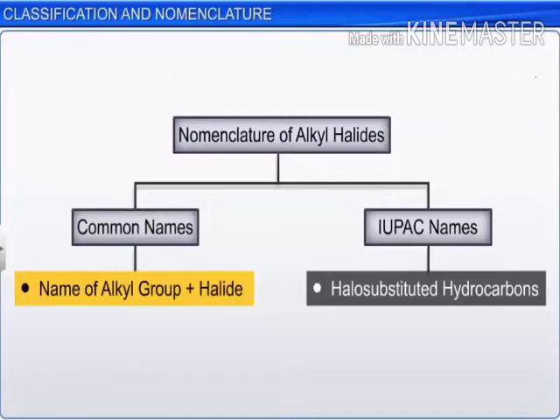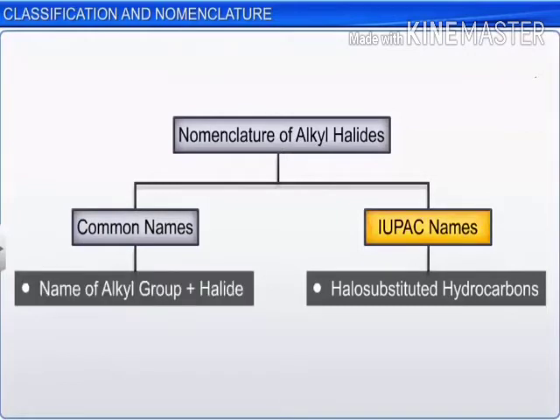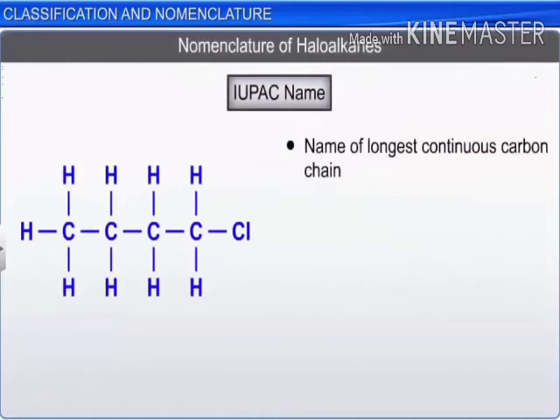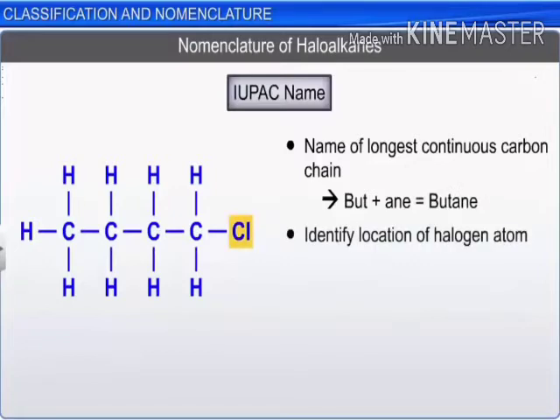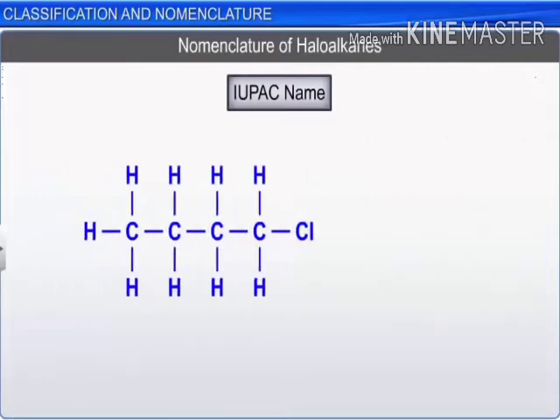Let's write the IUPAC name of the given molecule. The longest continuous carbon chain has 4 carbon atoms, and hence the root word is but. Since the longest carbon chain is saturated, the primary suffix is ane. Thus, the name of the parent carbon chain is butane. We then need to identify the substituent and its location. For this, we need to start numbering the carbon chain from the end nearer to the carbon atom to which the substituent is attached. We see that the carbon atom with the substituent chlorine is in position 1. Thus, the name of the given compound is 1-chlorobutane.